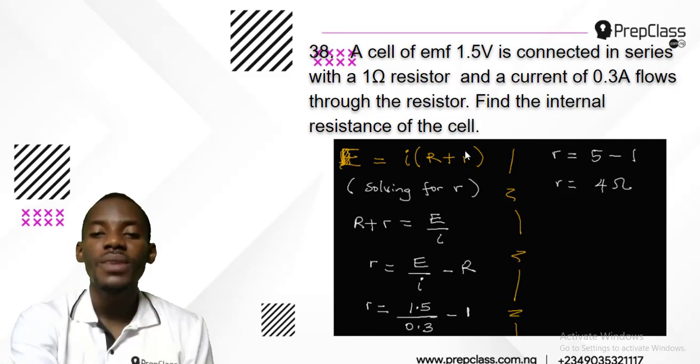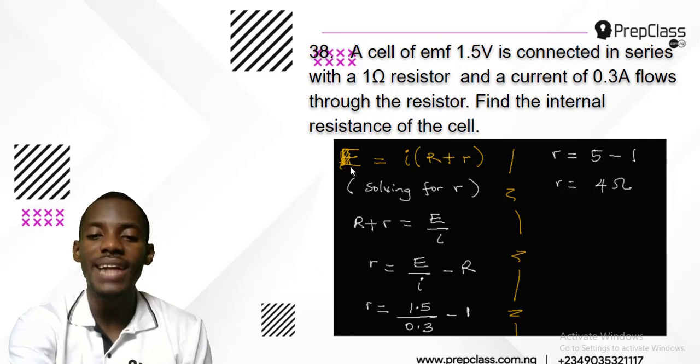So the I will go under the E. That's the first step. It will become R plus r equals E over I, right? Then the little r will stand here. The capital R will jump over to this side. It now becomes small letter r equals capital E over I minus R.